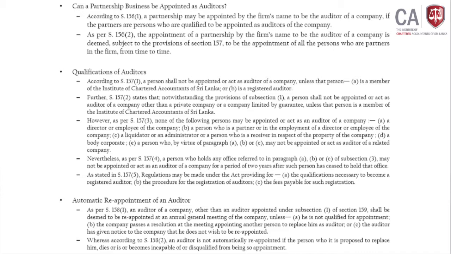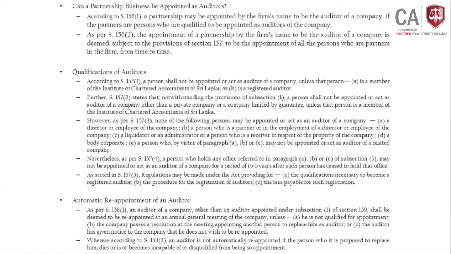Now, when you look at the qualifications of auditors, according to section 157(1), it says that a person shall not be appointed to act as an auditor of the company unless that person is a member of the Institute of Chartered Accountants of Sri Lanka or is a registered auditor. So there are two qualifications. Either the auditor is a member of the Institute of Chartered Accountants of Sri Lanka, that is your institute, or he is a registered auditor that is recognized under the law. Now, this is the qualification to be appointed an auditor.